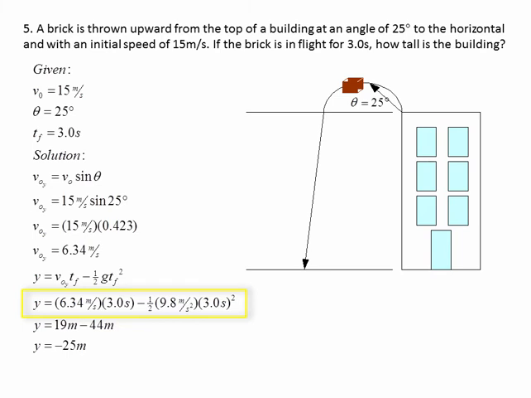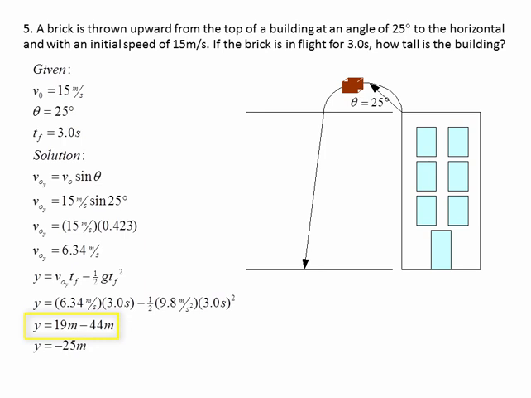So we calculated the velocity in the y direction as 6.34 meters per second. The time of flight is 3 seconds, given in the problem, and then again we carry the time of flight on the other side, in this other expression for 1/2 the gravity times time squared. So we do the multiplication, do our squaring, divide through by 2, and we get 19 meters for the first term minus 44 for the second term.